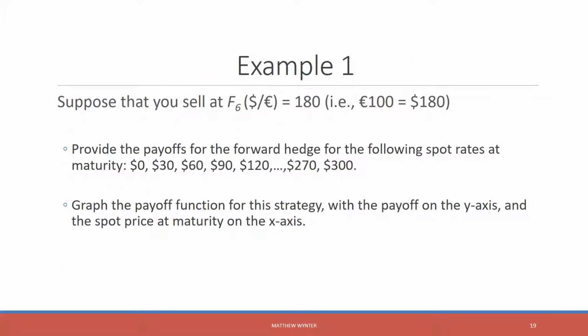Example 1, suppose you sell forward at 180, i.e. 100 euros equals $180. Provide the payoffs for the forward hedge for the following spot rates at maturity. So we're going to look at a whole series of spot rates, and we're going to graph the payoff function for this strategy. Our payoff is going to be on the vertical axis, and the spot rates at maturity are going to be on the horizontal axis.